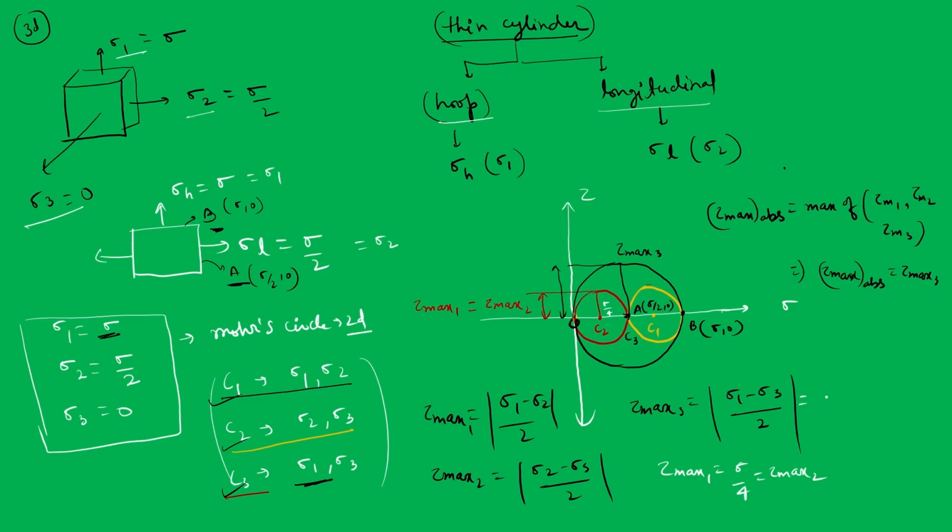Okay, and what is tau max 3? So tau max 3 will be sigma by 2. This particular value will be sigma by 2. Okay, so what will be the absolute tau max? This will be sigma by 2, and this is also the radius.